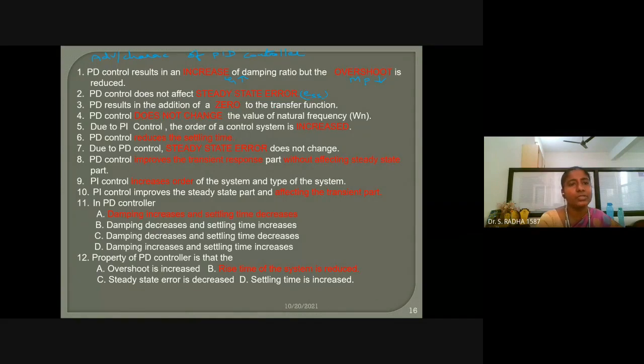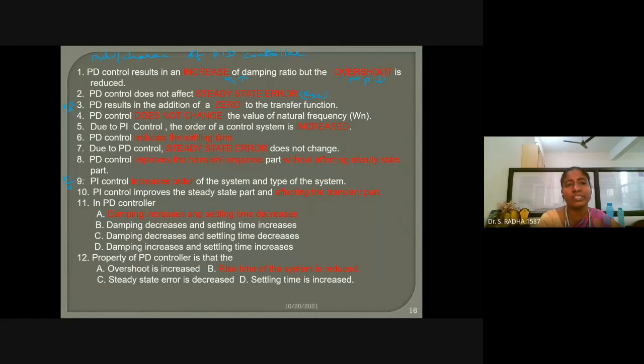So PD, proportional derivative controller, means Kd into S. It is in the numerator, divided by 1. If you take the PI controller, it is Ki divided by S. PI controller means Ki divided by S. PD controller means Kd into S.